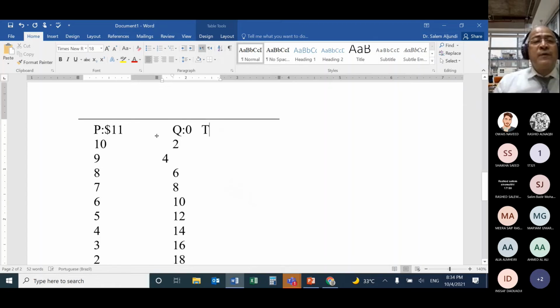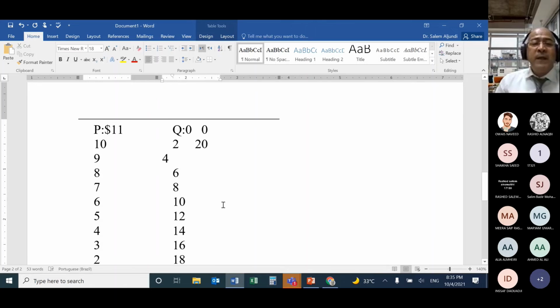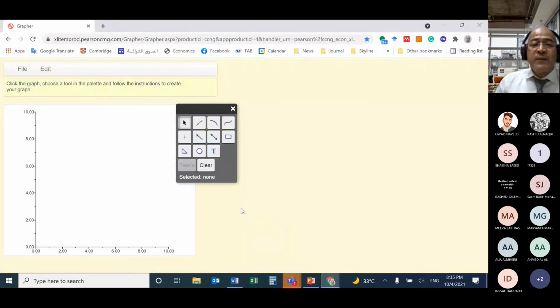So as you see, this is the price, and here the quantity. I need to calculate total revenue. Total revenue equals price times quantity. So here total revenue will be 0. Here, 10 times 2 will be 20. And here we will come back to 0. 1 times 20 will be 20. So it seems total revenue tends to increase. With the technology, it will be easier.